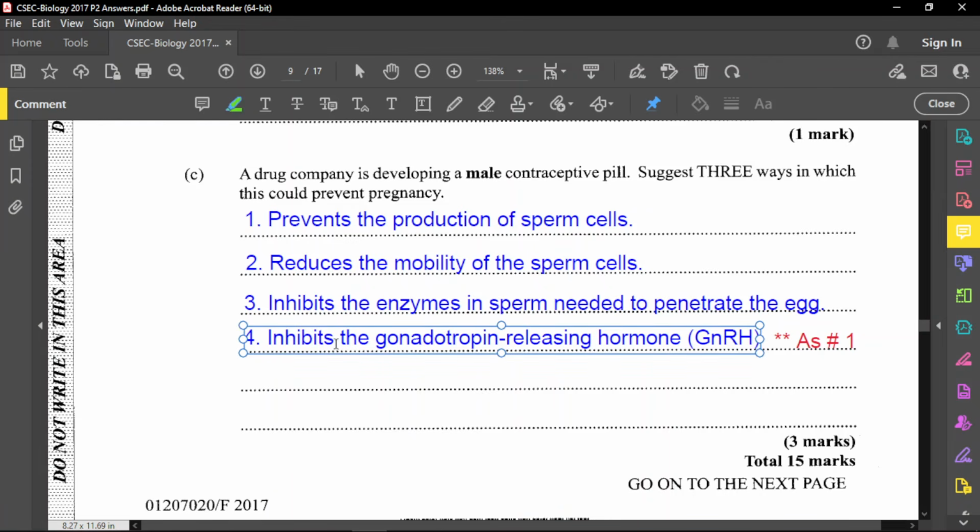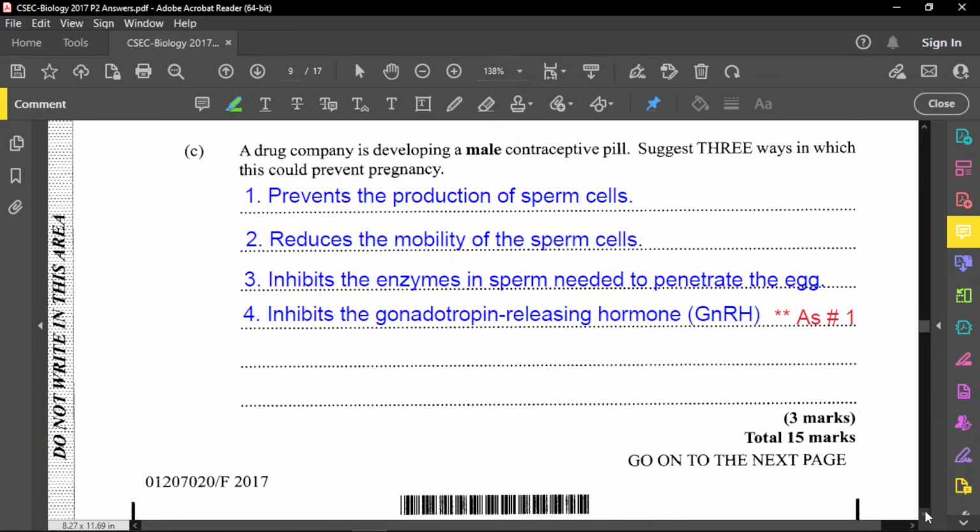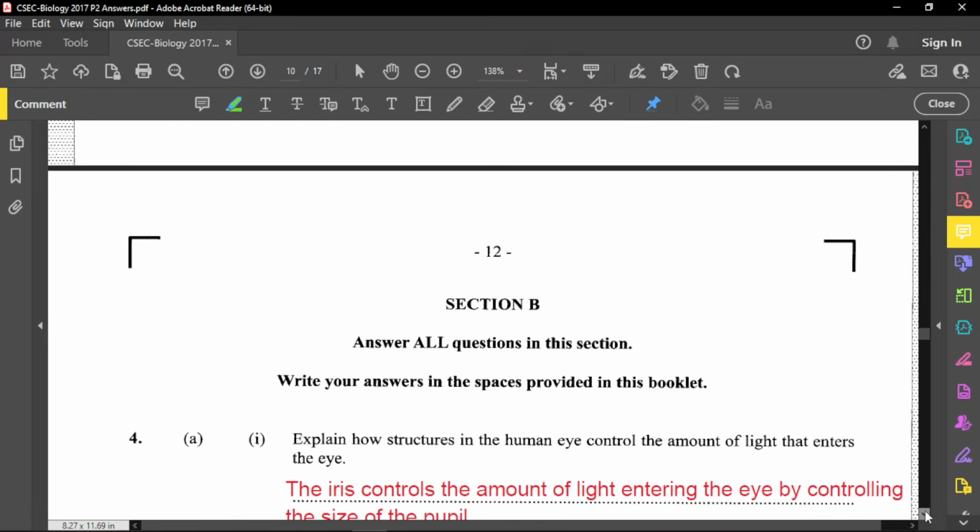Again, it can inhibit the gonadotropin releasing hormone. If you think about the word gonad, the gonadotropin hormone is what will cause the gonads to release sperm cells. So it's pretty much similar to number 1. This hormone is very important to release sperm cells. They ask for 3 marks, so you have 4 things you could choose from. I can't think of any other possibilities.